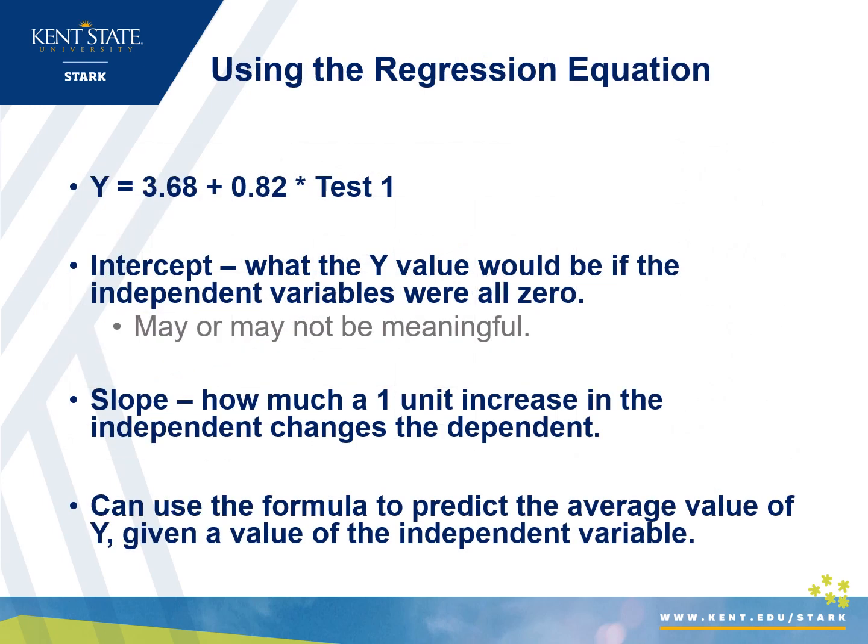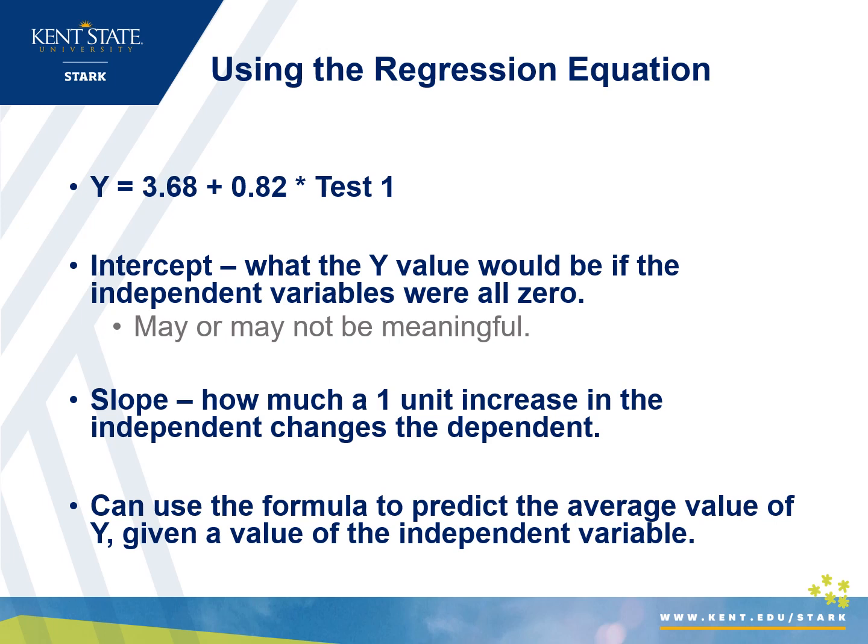Let's turn to a bit more about the regression equation. In the example I have here, I'm using test 1 scores in a course to try to predict test 2 scores in that course. So we got this equation. Y, that is the test 2 score, is equal to 3.68 plus 0.82 times the test 1 score. So let's interpret each piece.